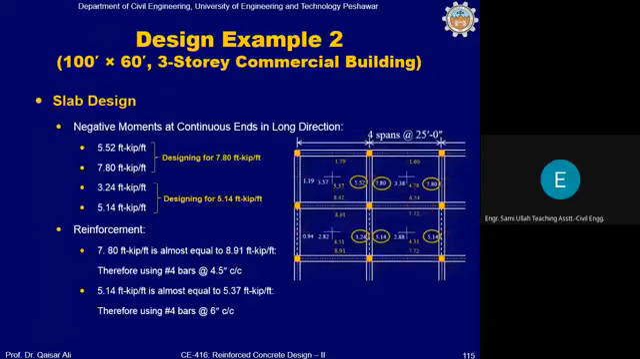Now, negative moment at interior supports along the longer direction. You can see that the negative moment values at the exterior span and the negative moment value at the interior span.